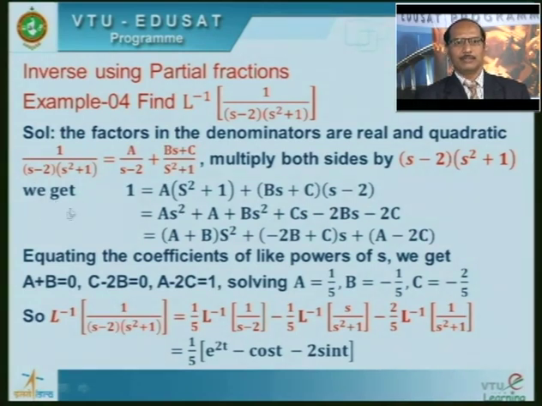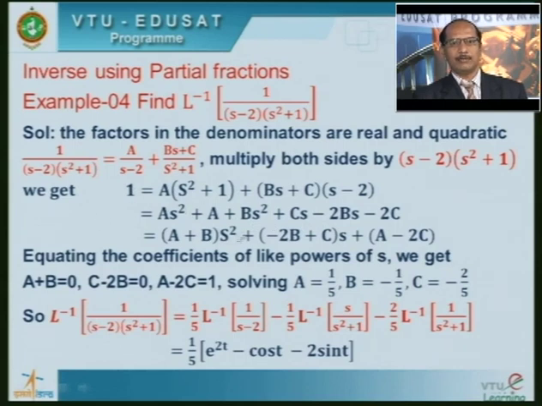Then the rest of the work is the same, multiplying both sides by the denominator s minus 2 into s square plus 1. On the left hand side we get 1. On the right hand side, 1 is equal to a into s square plus 1, since s minus 2 cancels, plus bs plus c multiplied by s minus 2, since s square plus 1 cancels. Now simplifying the right hand side: a into s square, a into 1, bs into s is bs square, c into s is cs, bs into minus 2 is minus 2bs, and lastly c into minus 2 is minus 2c.